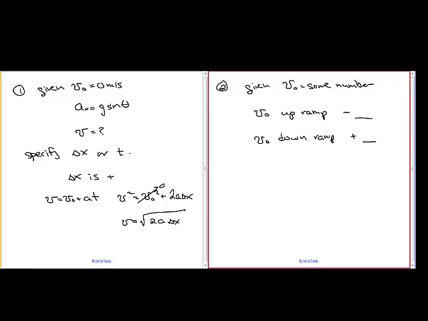We know that a sub x is g sine theta. So that's positive. So if it's going down the ramp initially, it's just going to speed up. If it's going up the ramp, it's going to go up, and it's going to stop, and then it's coming back down again.